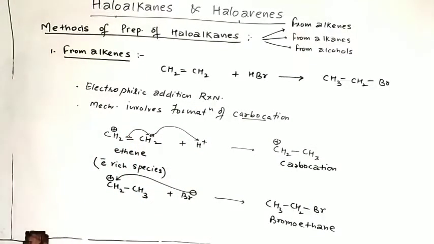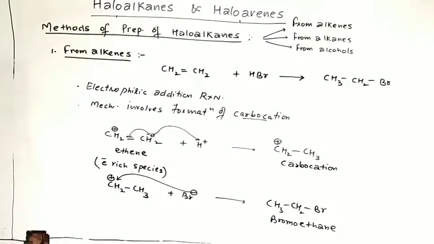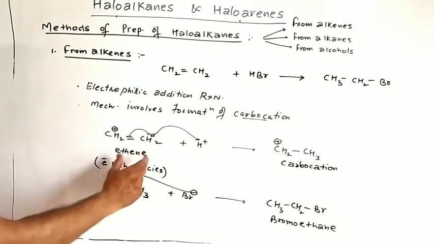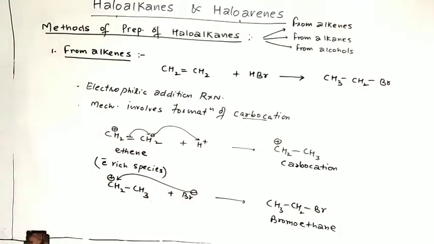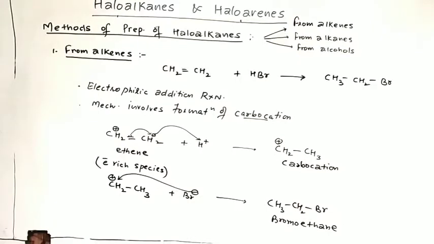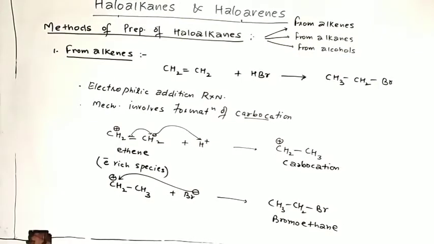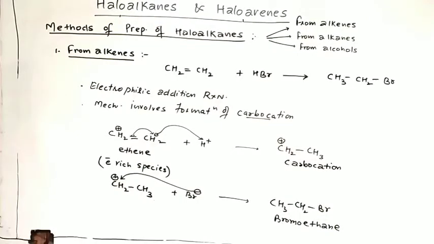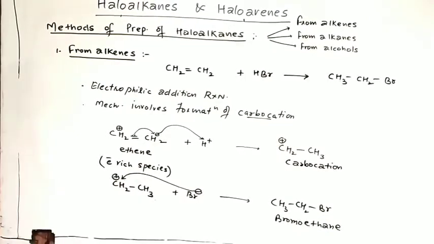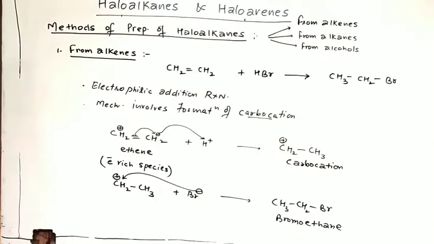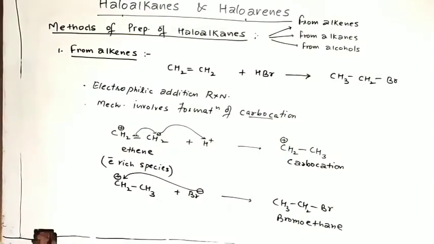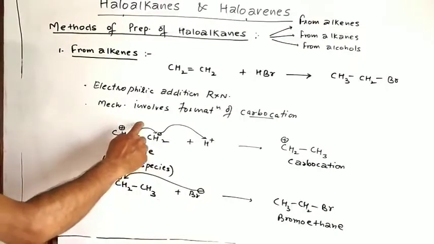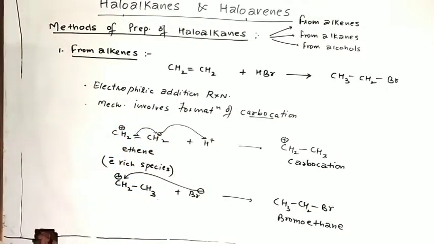Br- cannot add first, because Br- is an electron-rich species and this ethene is also an electron-rich species. So the Br- ion cannot come close to this carbon-carbon double bond. There will be repulsion. So H+ will first add to produce the carbocation, and then our halide ion will attack the carbocation to produce the haloalkane. Now in case of symmetrical alkenes, it doesn't matter whether the pi bond shifts to this side or that side. But in case of unsymmetrical alkenes, it will matter.